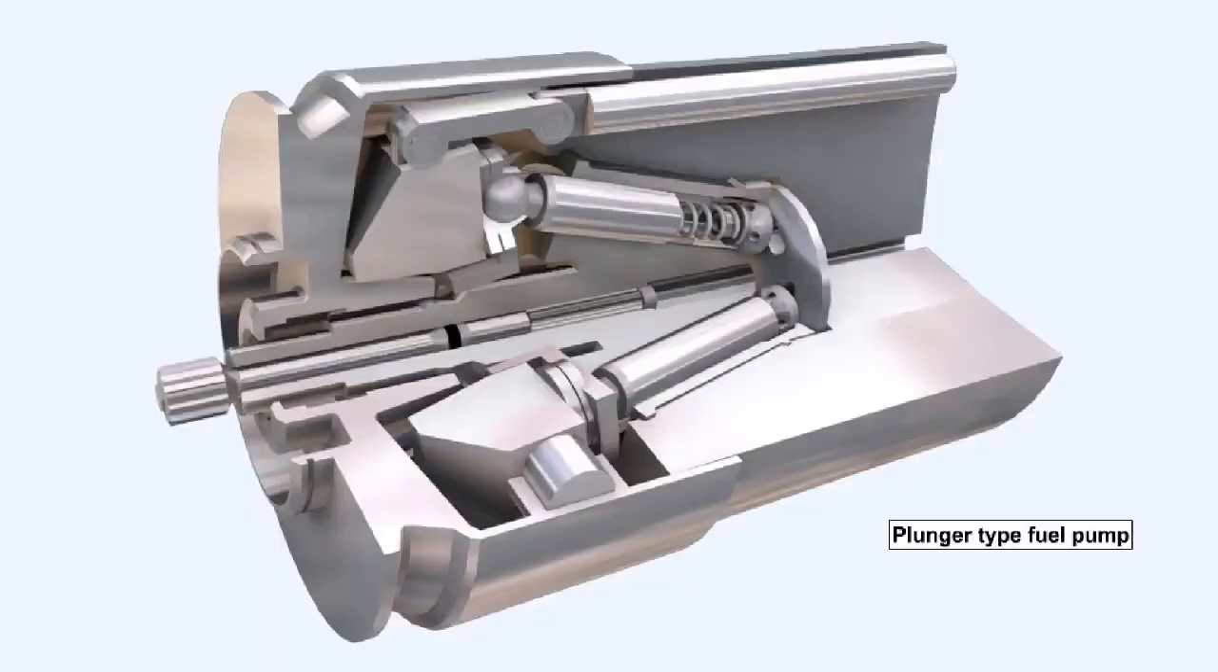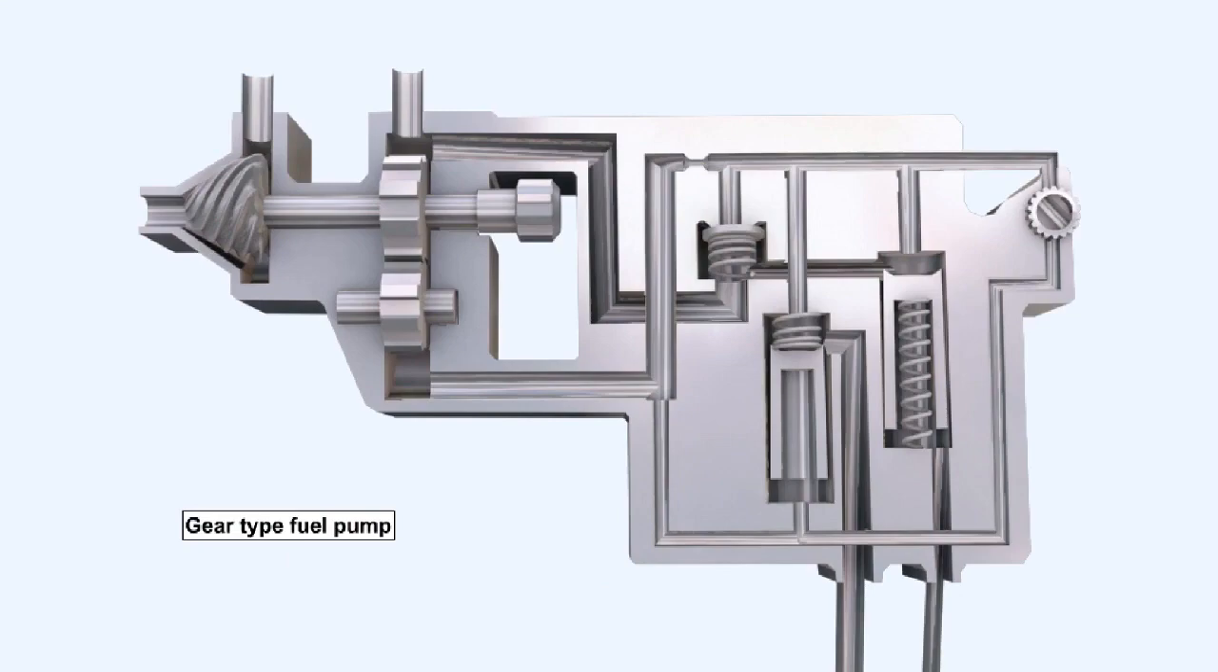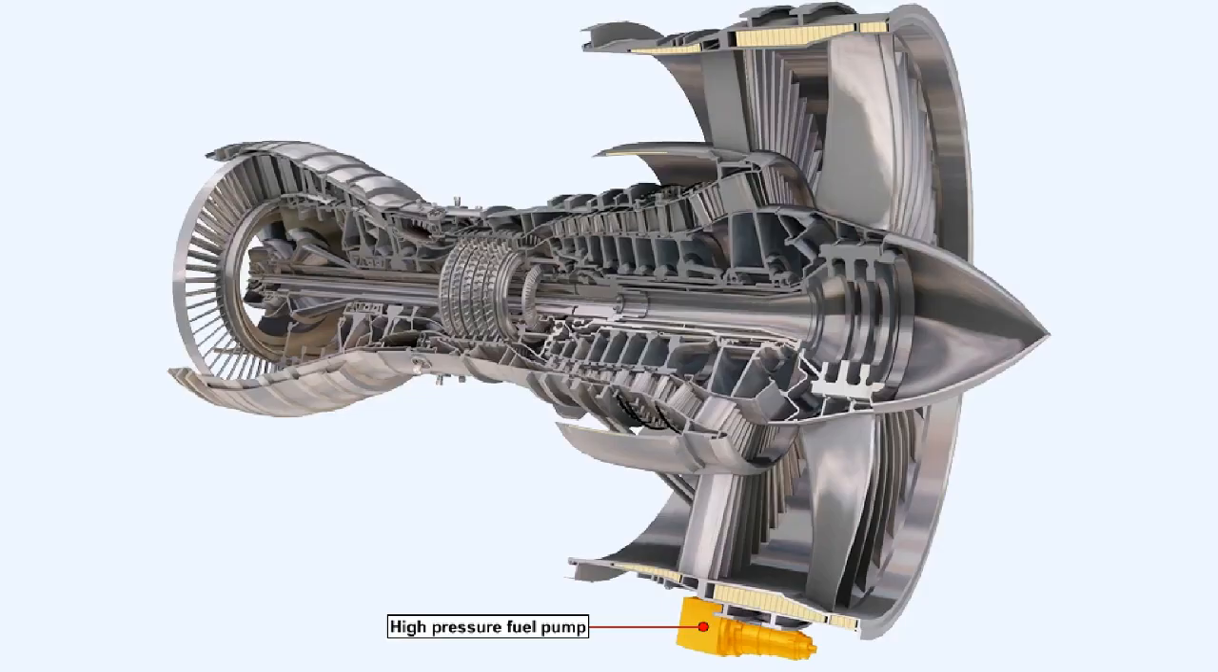The pumps can be of the plunger type or the gear type. The pumps are fitted to the high-speed gearbox, which is driven by the high-pressure compressor shaft. The pumps are only rotating at a minimal speed during initial engine start, and are incapable at that speed of providing the high pressures, 1,500 to 2,000 pounds per square inch, required to give a good spray pattern.